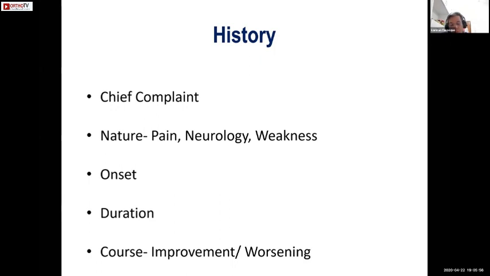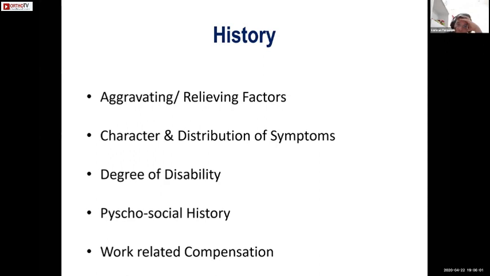Then we need to ask about aggravating and relieving factors. Very important. For example, in a case of disc prolapse, we need to ask whether it gets accentuated with coughing or lifting weight, or whether it gets relieved with lying down. We also need to ask about the character and distribution, whether it's neurological, which would follow the distribution of a nerve root, and non-specific pains, where patients might complain of pain all over.